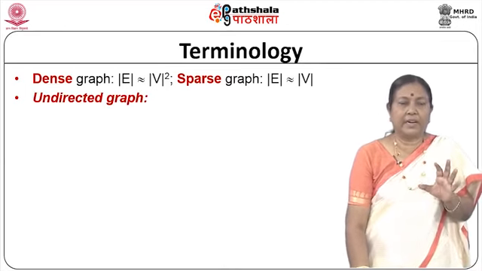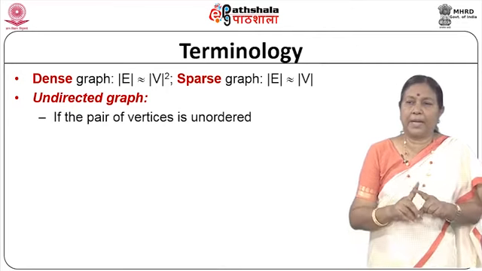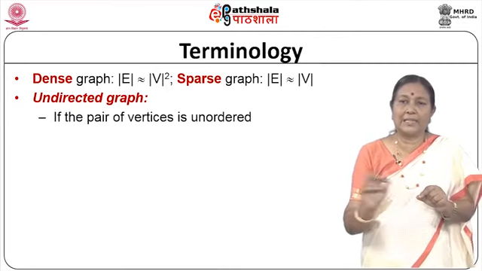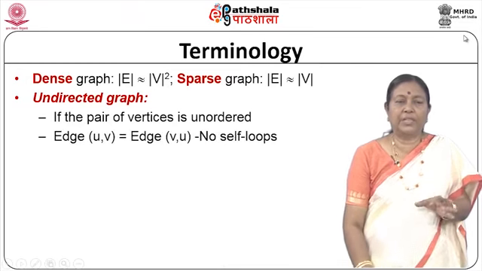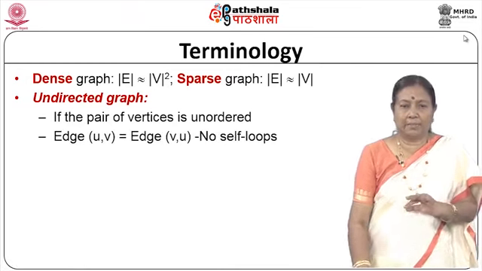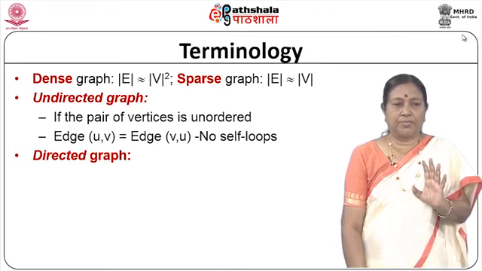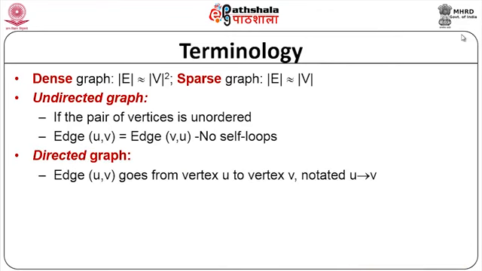Then you have undirected graph. The pair of vertices is unordered and the edge does not have a direction. So the edge UV and the edge VU are same. You do not allow any self loops. Directed graph, edge UV goes from vertex U to vertex V and is notated as U going to V, and it is not the same as V going to U.